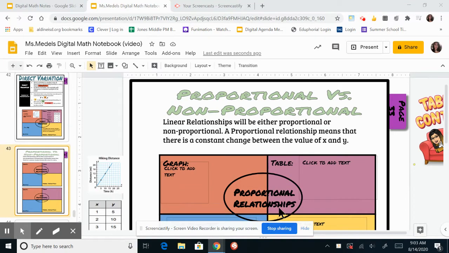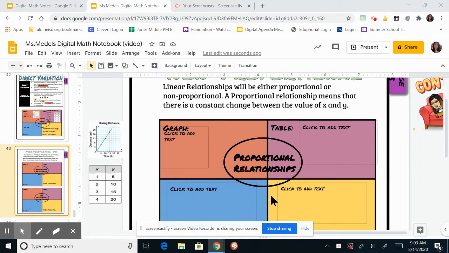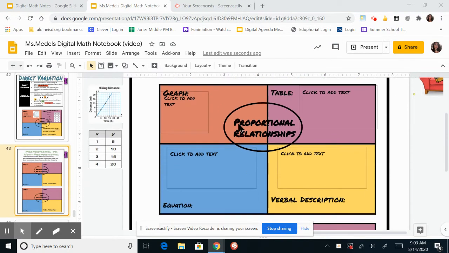Good morning, guys. So today we're going to be taking notes on proportional versus non-proportional relationships. And these pertain to linear relationships. So they will either be proportional or they will be non-proportional. And a proportional relationship means that there is a constant change between the value of X and Y. So with proportional relationships, there's different representations or how they can be represented. They can be shown as a graph, a table, an equation, or a verbal description.